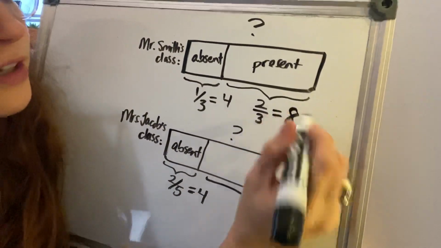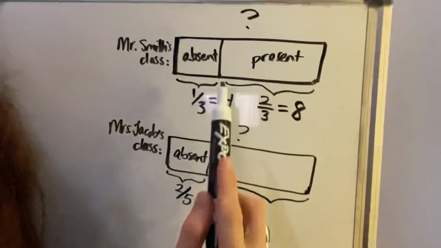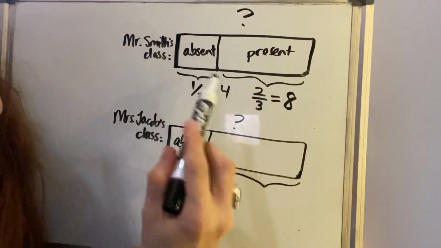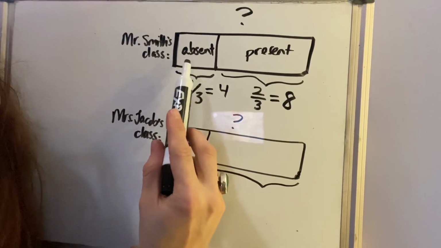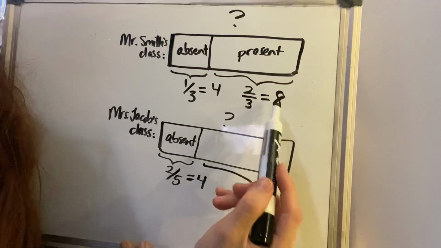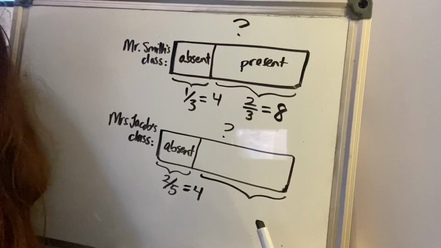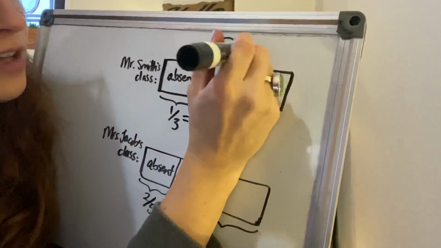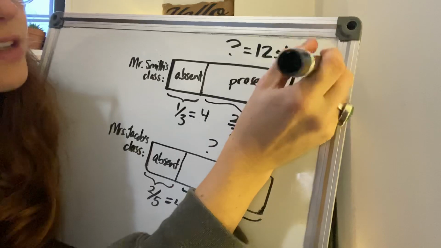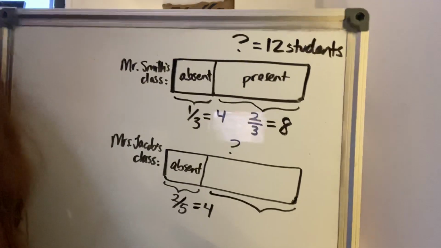8. Very good. Okay, so make sure you're labeling your tape diagram in this way as well. This is mental math you could have just done. Now, you can easily find the total of students in this class by adding up the absent and the present. What is 4 plus 8? 12. Very good. So Mr. Smith's class has 12 students. So that one is done. Okay, awesome job. Label that at the top.